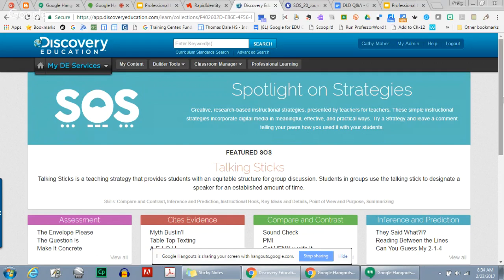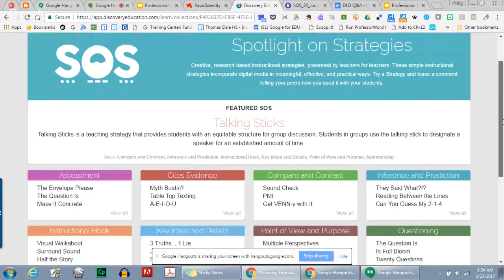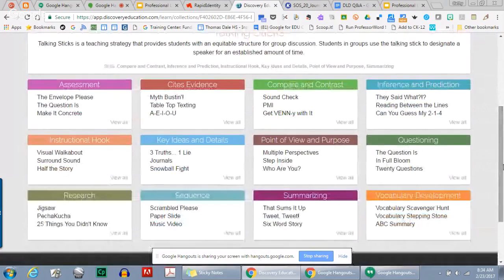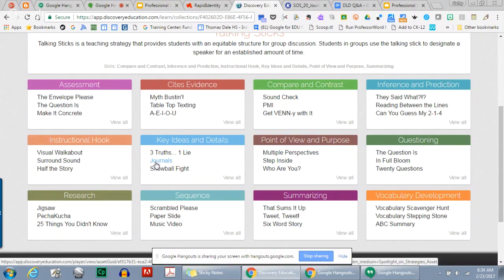Now, as you look at the page, each of these strategies is categorized by skills. You can see here there are 3 previewed for each skill. However, when you click View All, you will see all the strategies available under those skills. Also, be aware that some of these strategies may be located in more than one skill. So I'm just going to show you what they look like very briefly. I'm going to click on journals because we all are very familiar with journals and use journals.